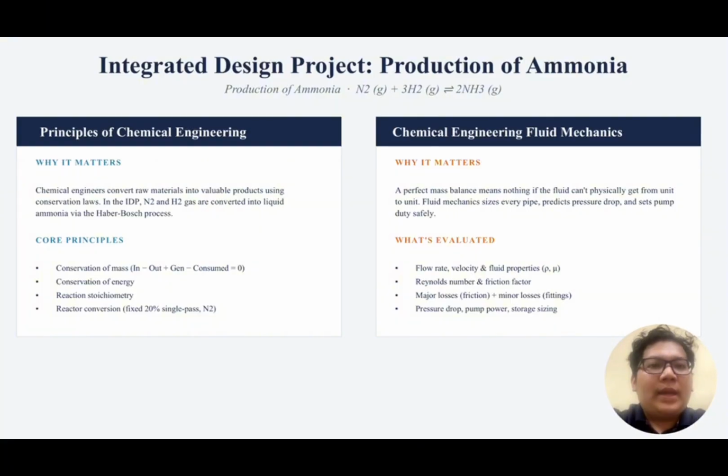Meanwhile, in fluid mechanics, we cover the sizing of the piping system, calculate the pressure losses both for major from friction and minor from fittings, using Reynolds number and flow velocity, plus the delivery strategy to the storage.